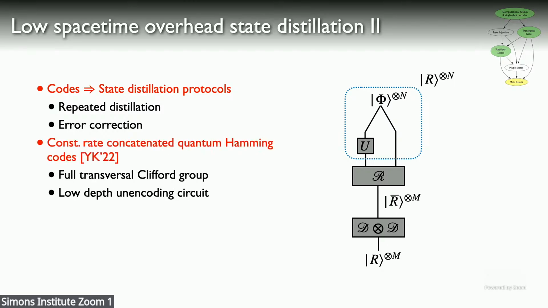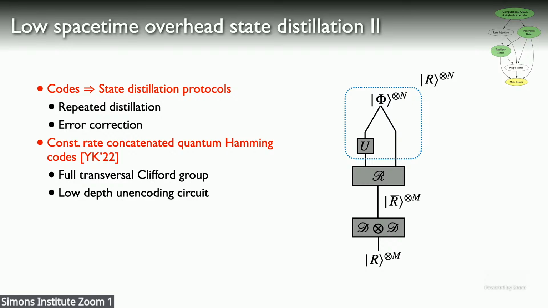And in particular, there's this constant rate code family of concatenated quantum Hamming codes. It's this really nice trick where you pick a sequence of codes to concatenate where the rate approaches 1. And so in the sequence, the rate of the overall code family approaches a constant. And so that's going to give us the full Clifford group, or distillation protocols for the full Clifford group.